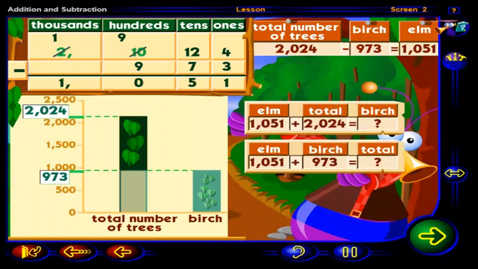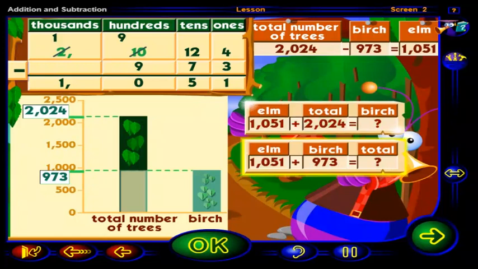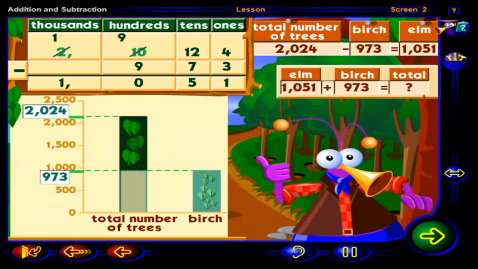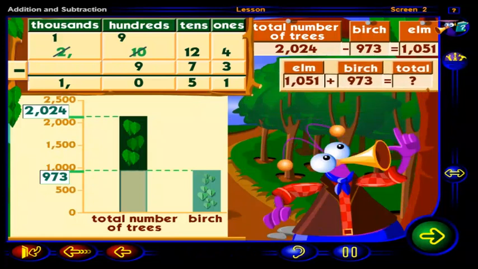Which number sentence can you use to check this subtraction? Click on a number sentence, then click OK. That's it. You can use this number sentence.